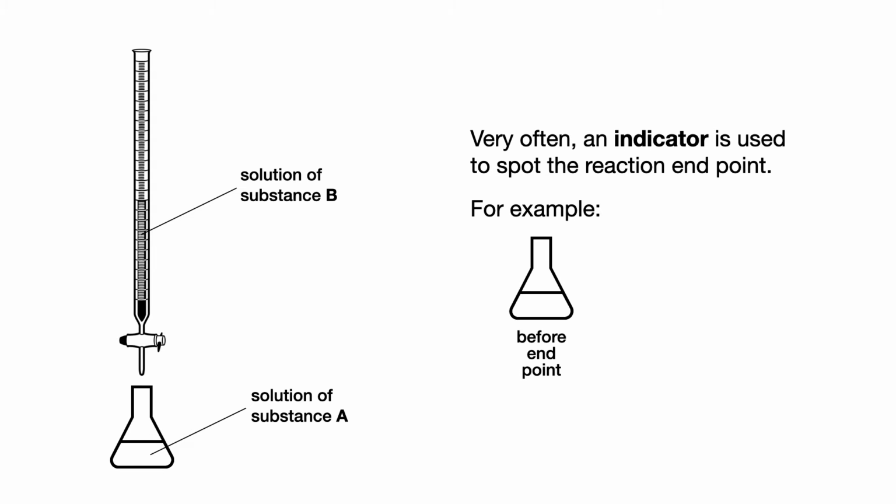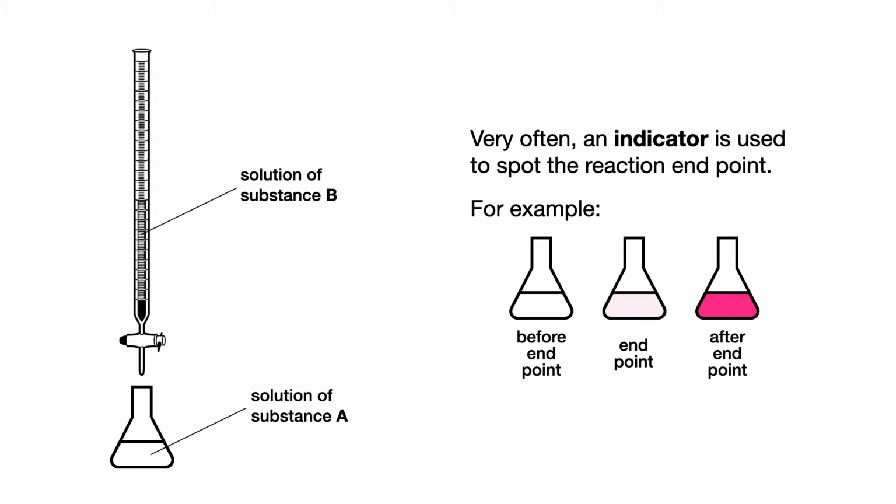When you reach the endpoint of the reaction, the indicator takes on a very pale pink color, and so that's what you're looking for when you do the titration. And if you were to go past the endpoint, then the indicator takes on a deep pink color. And so indicators give us a way to spot that endpoint of a reaction.